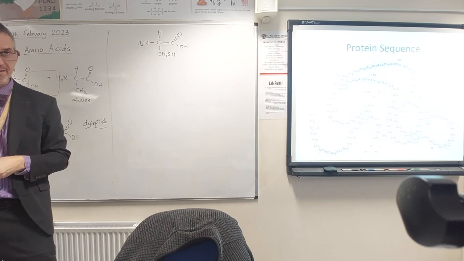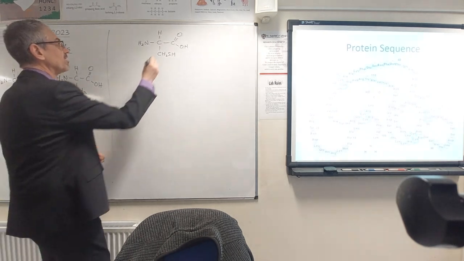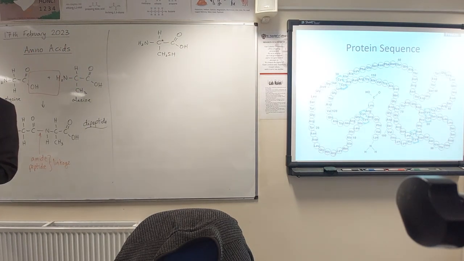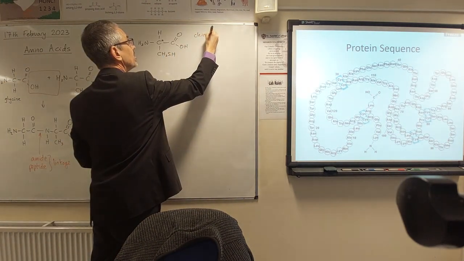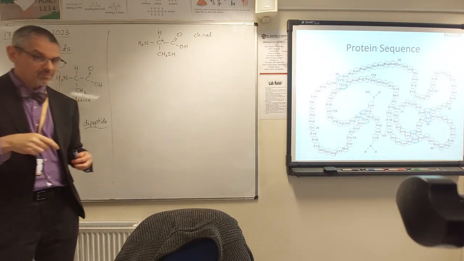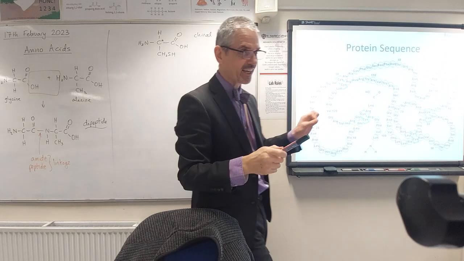If we have four different groups around a carbon, then we have optical isomerism. That carbon there with four different groups around it is, what's the word for it? Begins with C? Chiral. Okay, so we've got a chiral molecule with a chiral carbon in it. Mother Nature is very stereospecific.